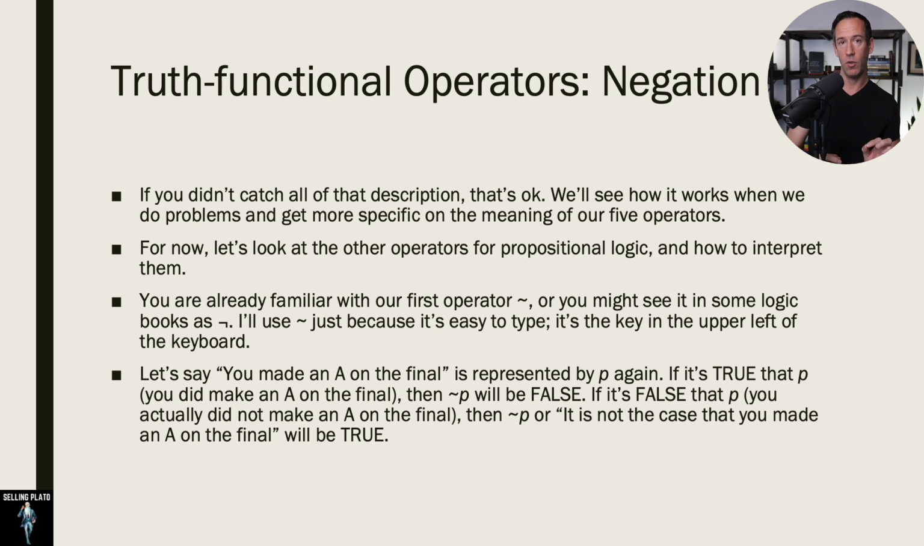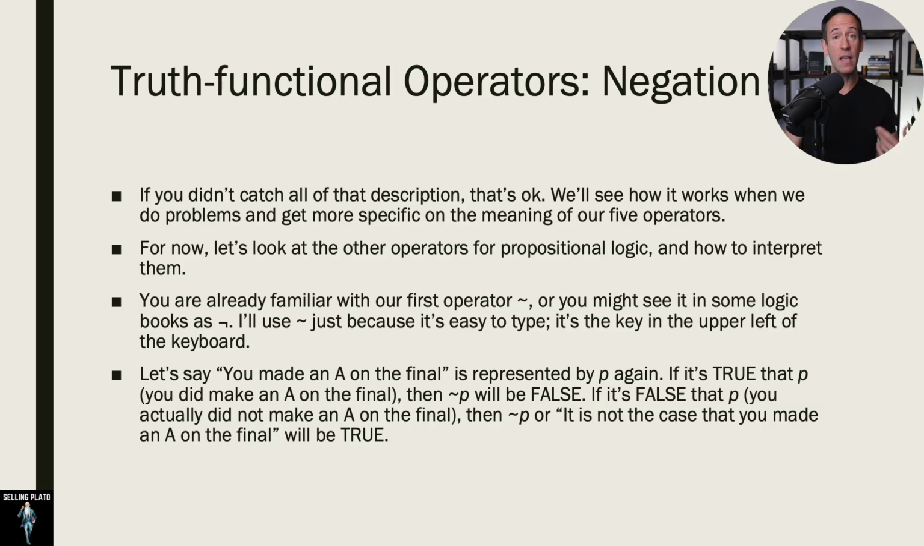We're going to have the same stock sentence, "You made an A on the final," and we're going to have our representative letter, P, that's going to represent that statement again. Okay, so in the context of negation, if it's true that P, if in reality you did make an A on the final, then not P is going to be false, because what does not P mean here? Well, it means it's not the case that you made an A on the final. And that's not right if you actually did, right? It's false. We want to say it's false.